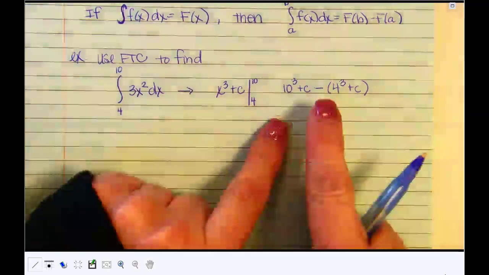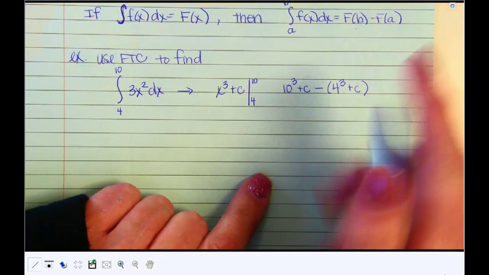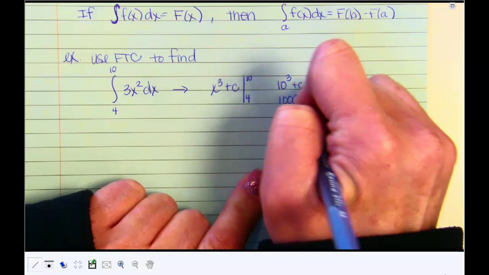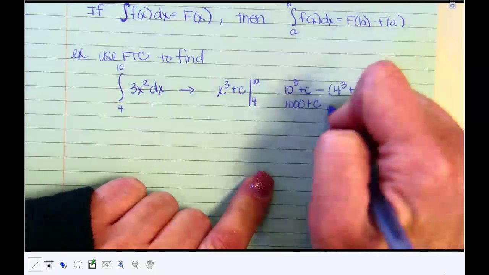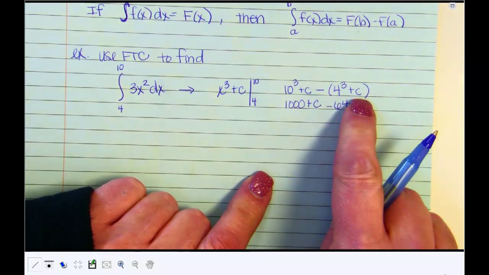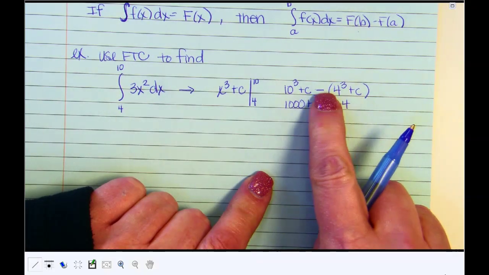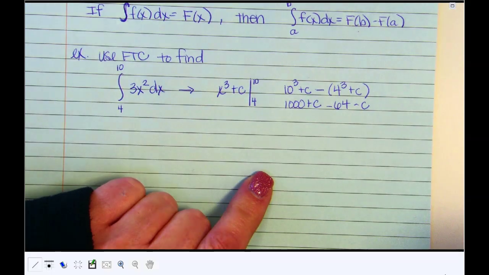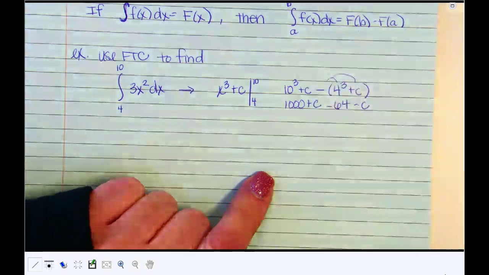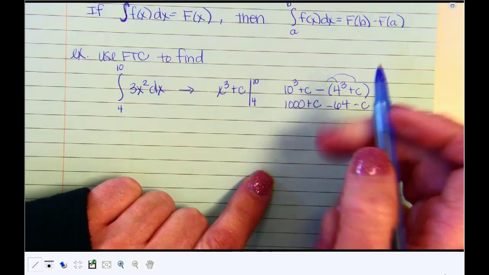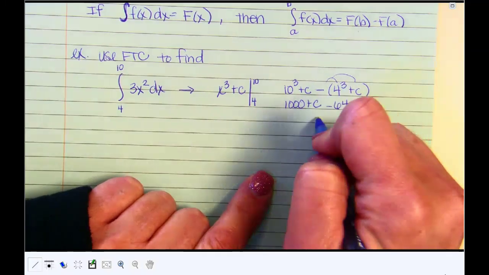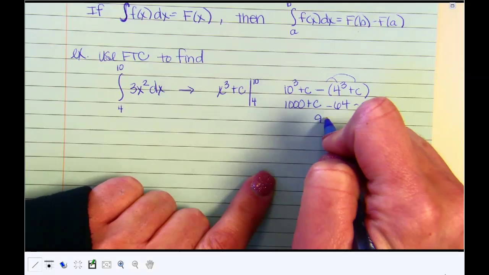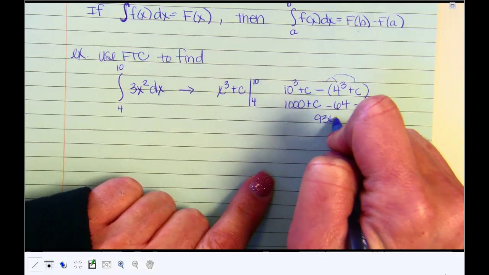Okay, so 2 things. You do this math. This is 1,000. Okay, 64. What happens to this C if it's in the parentheses here? Because you're subtracting all of this, right? You have to distribute there. So then final answer, you do your subtraction, it is 936, I think.